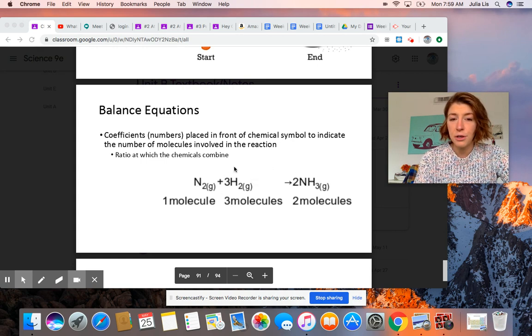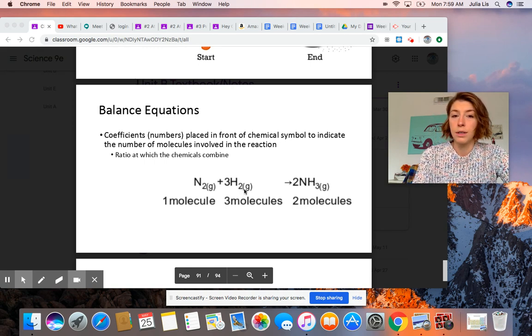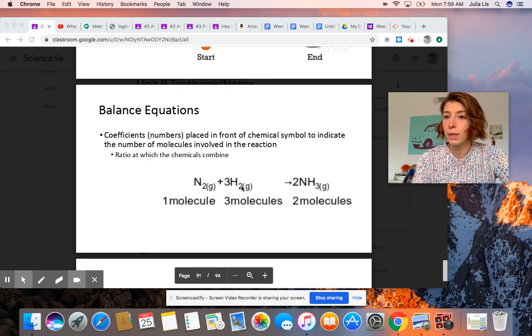If I look at the hydrogen in my reactants, I have hydrogen and then a subscript of 2, so I have 2 atoms of hydrogen. Over here, I've added that 2, and I had 3. So I had 3 and 2. That doesn't work, so I need to balance it. If I add that coefficient, 2 times 3 is 6, so I have 6 hydrogen atoms now. And over here, if I add a 3 coefficient to my 2, 3 times 2 is 6.